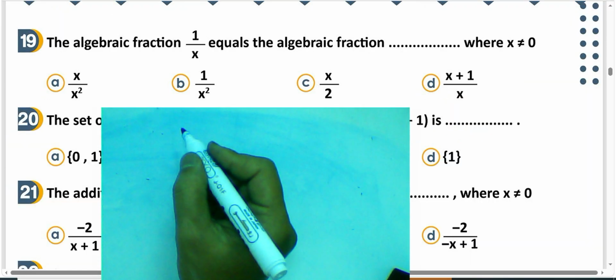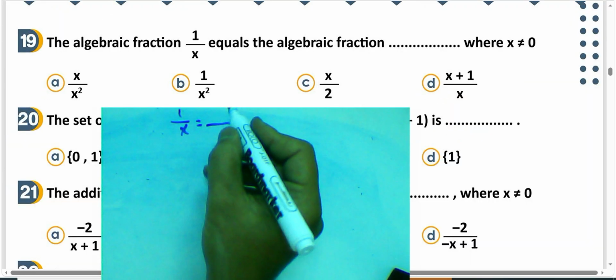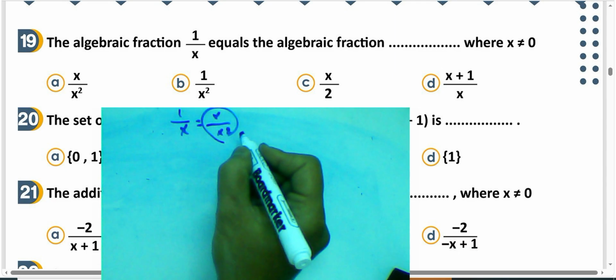The algebraic expression 1 over x is equivalent to x over x power 2. Choose letter A.